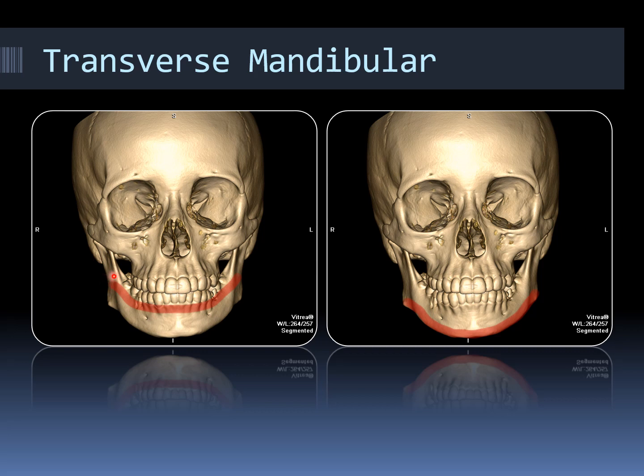The next would be your transverse mandibular. So it is located in the alveolar ridge of the mandibular area, going to your ramus, the back, and also here in the chin area.